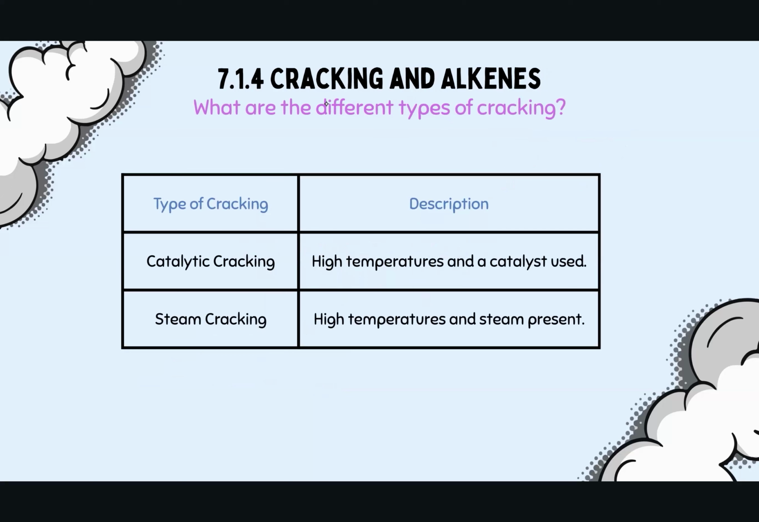So there's two types of cracking, and you need to know both. Catalytic cracking is high temperature and a catalyst, and steam cracking is a high temperature and steam. I have seen this question once where it comes up every once in a while where it asks you for conditions for the cracking, and you can put either high temperature and catalyst, or you can put high temperature and steam.